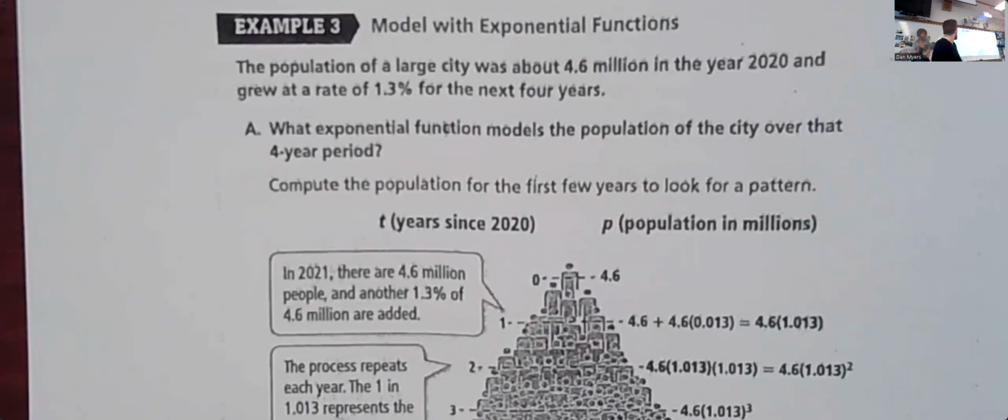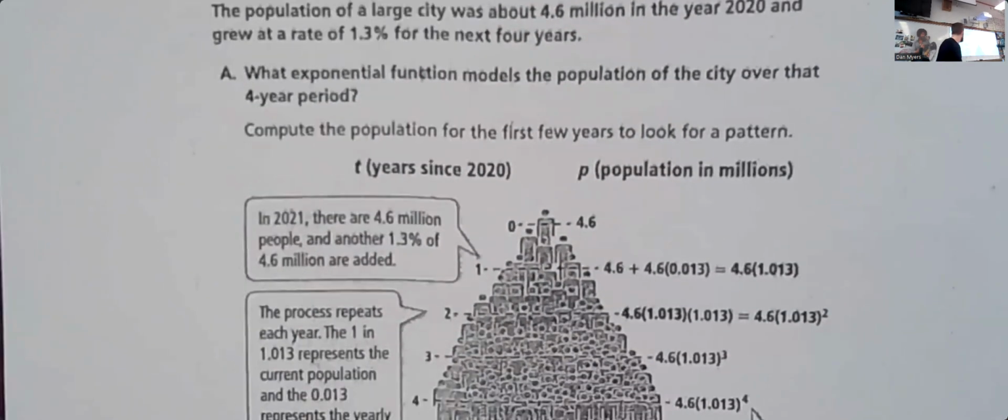Population. The population of a large city was about 4.6 million people in the year 2020 and grew at a rate of 1.3% for the next 4 years. All right, then it says, what exponential function models the population of the city over that 4-year period?